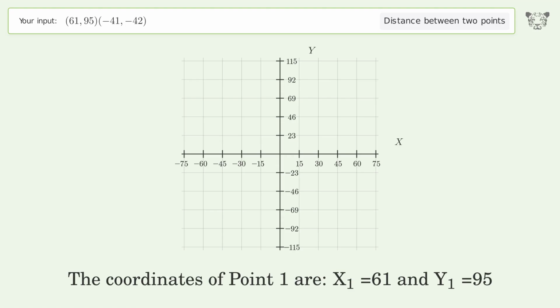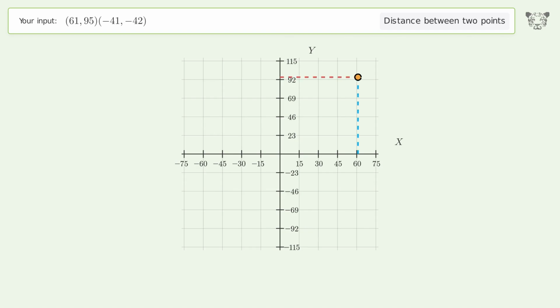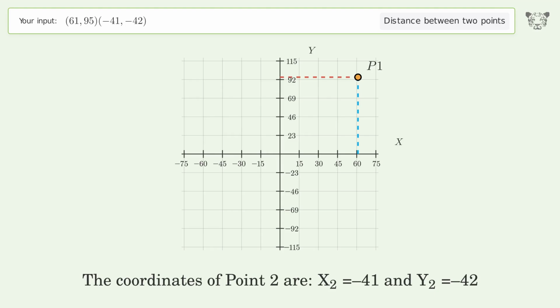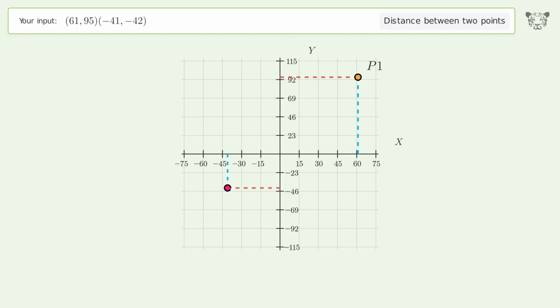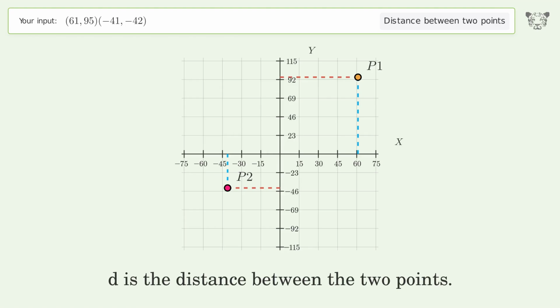The coordinates of point 1 are x1 equals 61 and y1 equals 95. The coordinates of point 2 are x2 equals negative 41 and y2 equals negative 42. D is the distance between the 2 points.